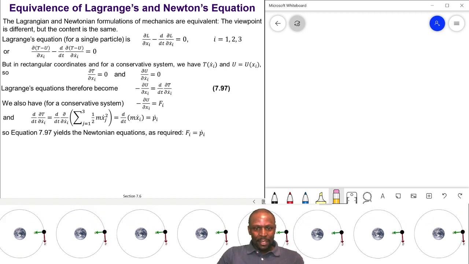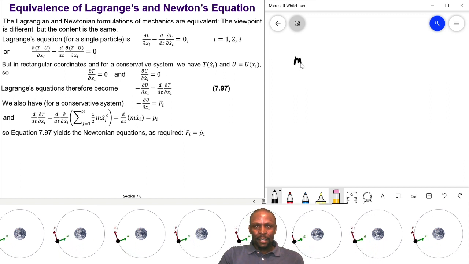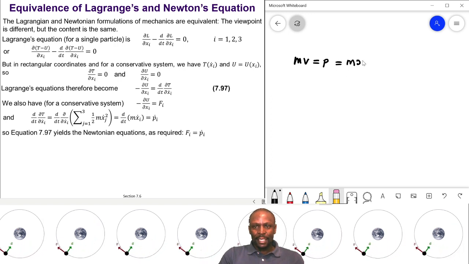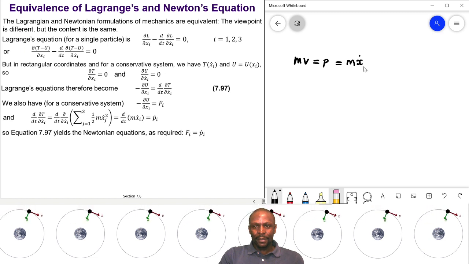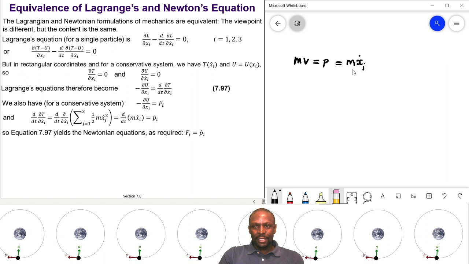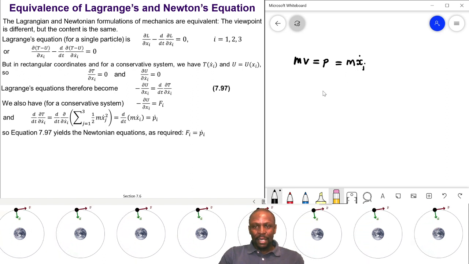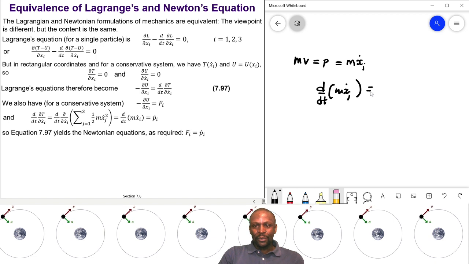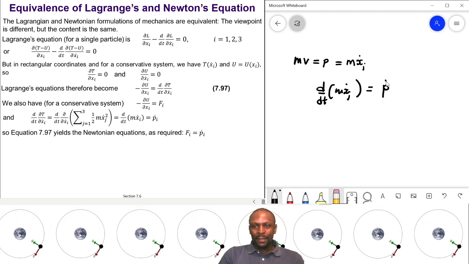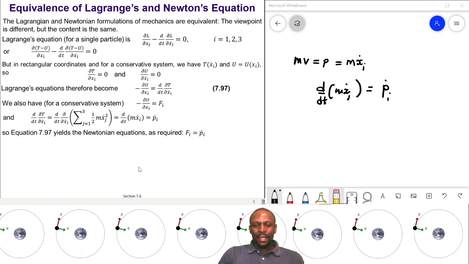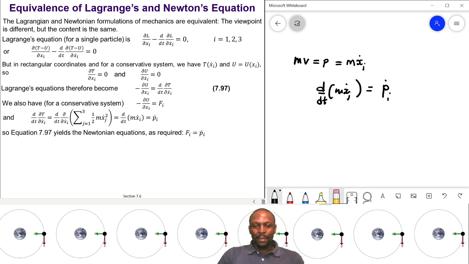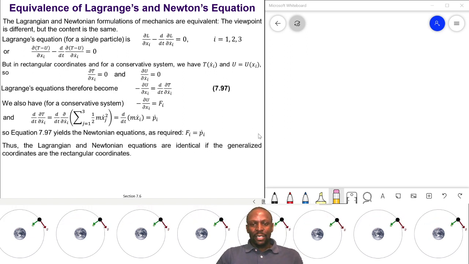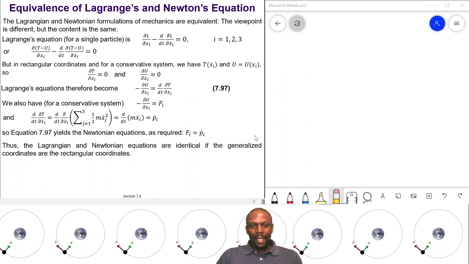Why? Because you remember that the momentum is just given by that. Now if you take the time derivative of this momentum, you are just going to have the pi dot. I hope you are able to see that. Now, in that case, the Lagrangian and Newtonian equations are identical if the generalized coordinates are the rectangular coordinates.